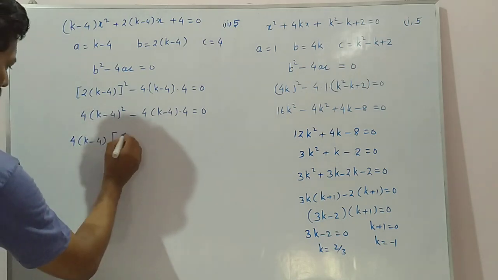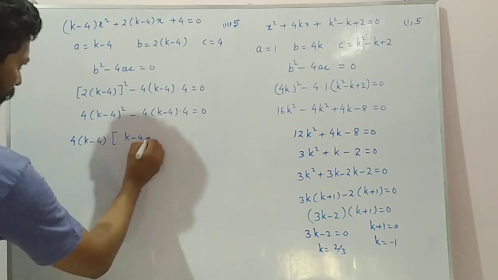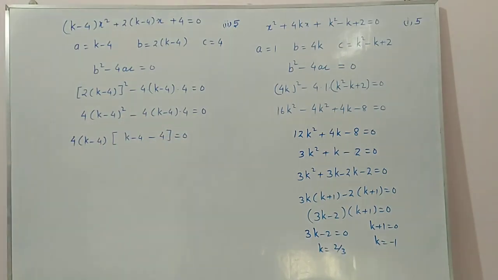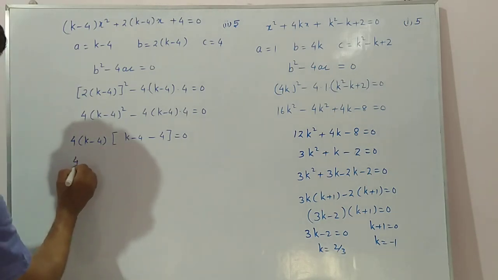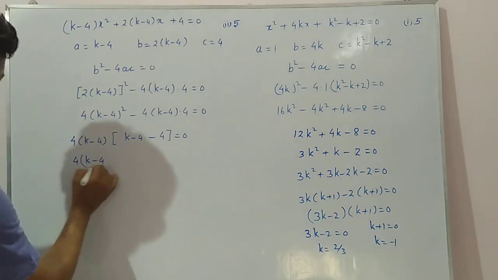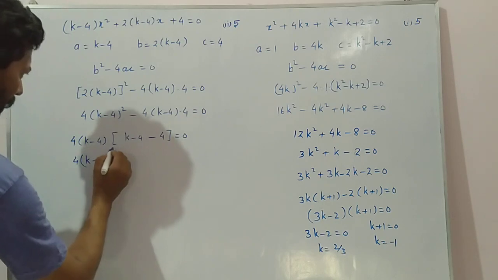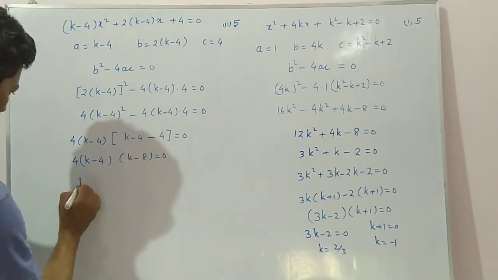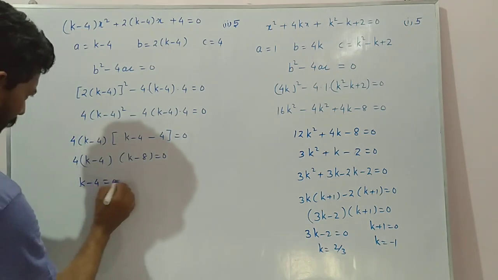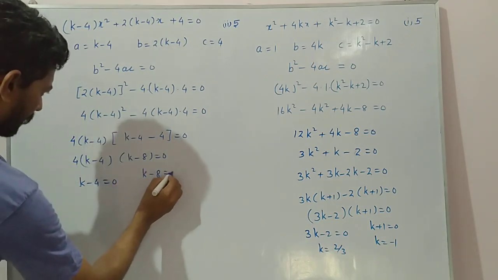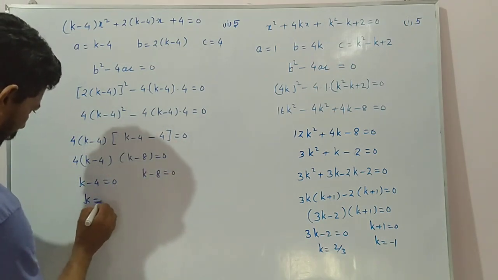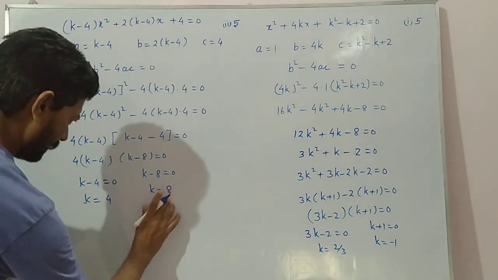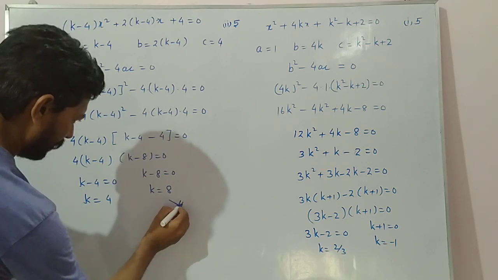So take 4 common, k minus 4 common. Here you are left with what? k minus 4 minus 4 equal to 0. So 4 into k minus 4, this one will be k minus 8 equal to 0. So k minus 4 equal to 0, k minus 8 equal to 0, k equal to 4, k equal to 8. So we will take this value, k equal to 8.